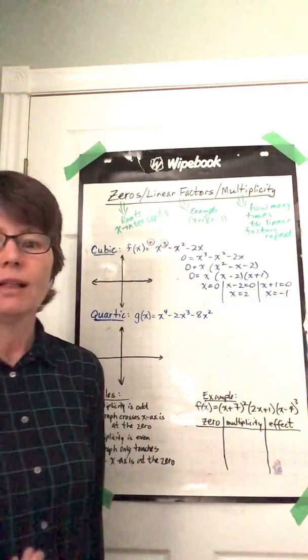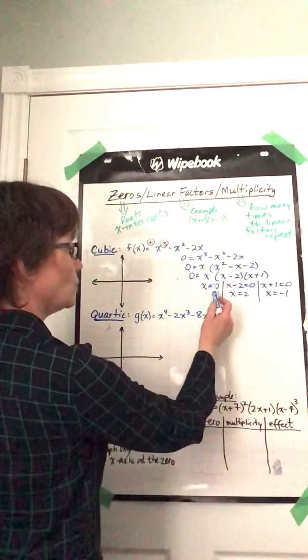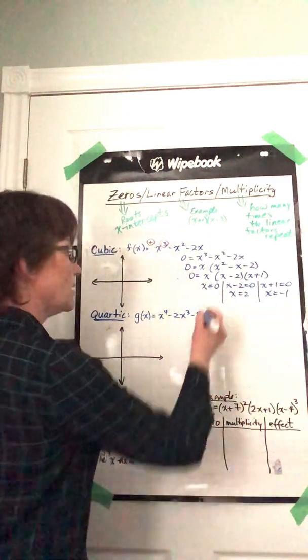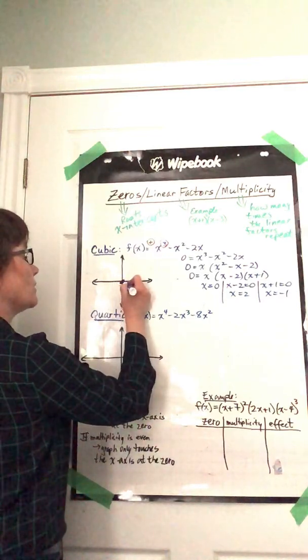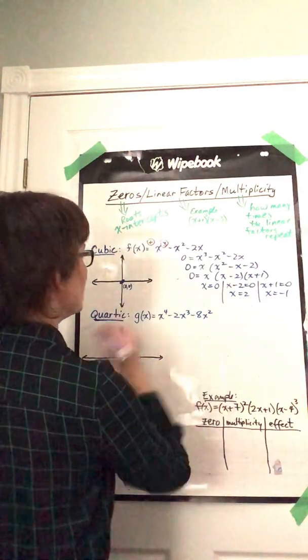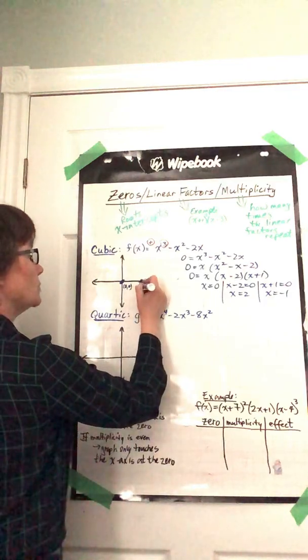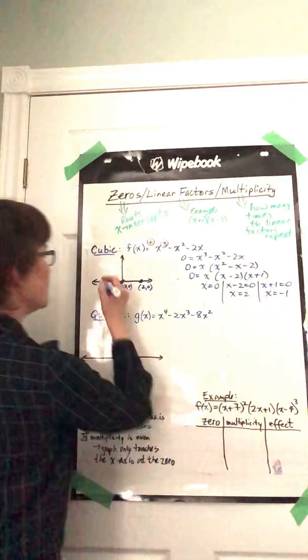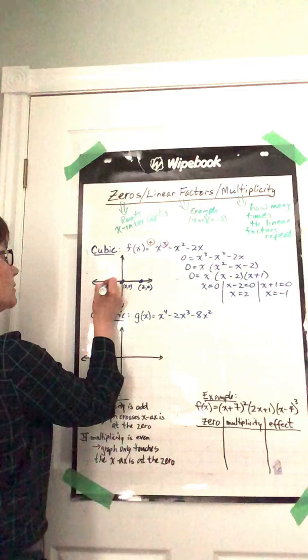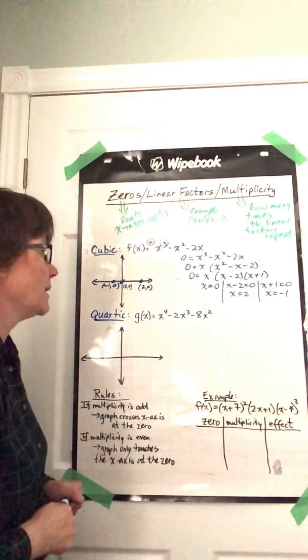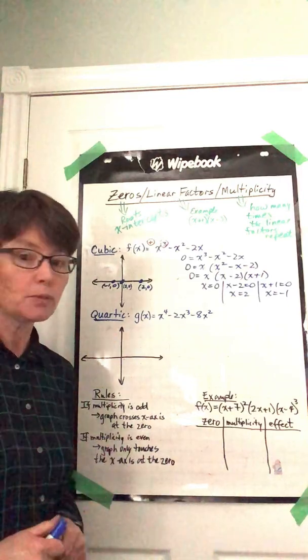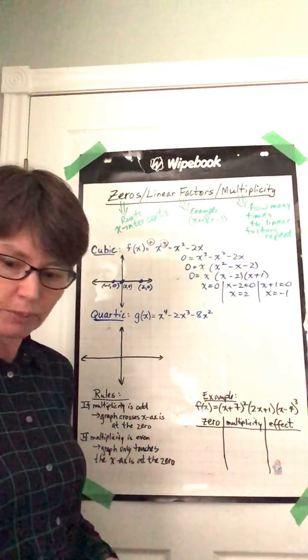So now we know that there are 3 x-intercepts. The first one's at (0, 0). The next one's at (2, 0). Oh, and there's one back here at (-1, 0). Okay, so those are the x-intercepts. Now, let's think about the multiplicity here.